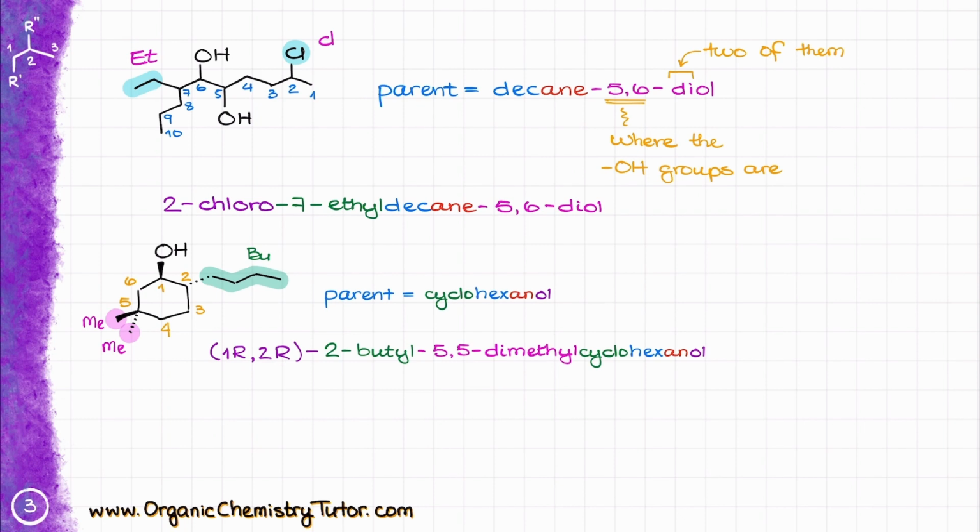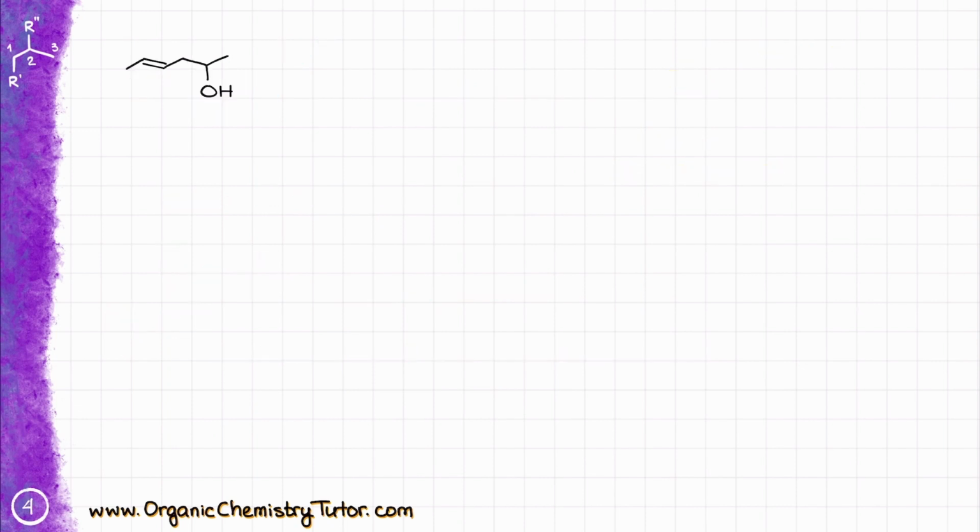Alright, so we have seen how to name regular open-chain alcohols. We have also reviewed the nomenclature of cyclic compounds. Now, how about molecules where we have different types of functional groups? Something of this sort. Well, here I have an alcohol, and I also have an alkene, a carbon-carbon double bond.